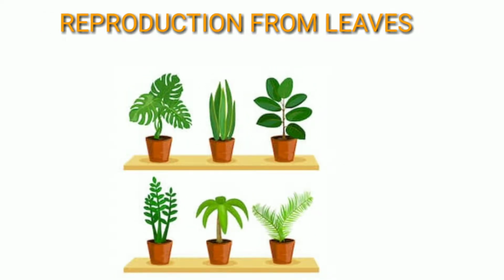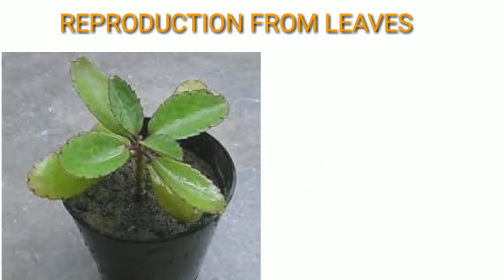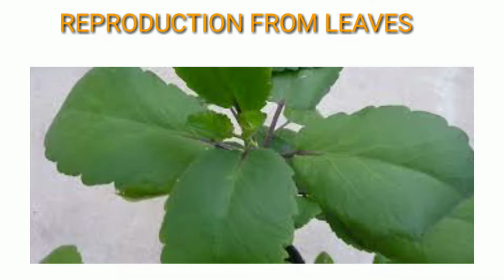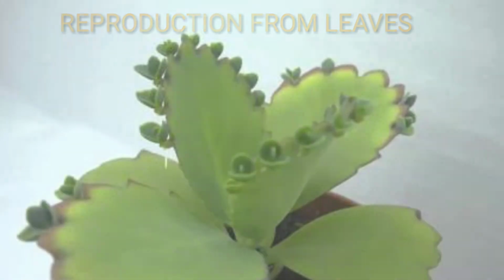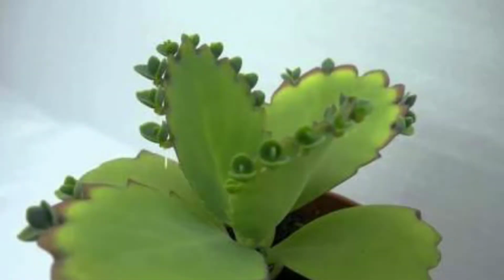Reproduction from leaves. The bryophyllum plant has thick and fleshy leaves. The leaves have buds along the edges. New plants grow from these buds. When the leaves drop down to the ground, the buds grow into adult plants.